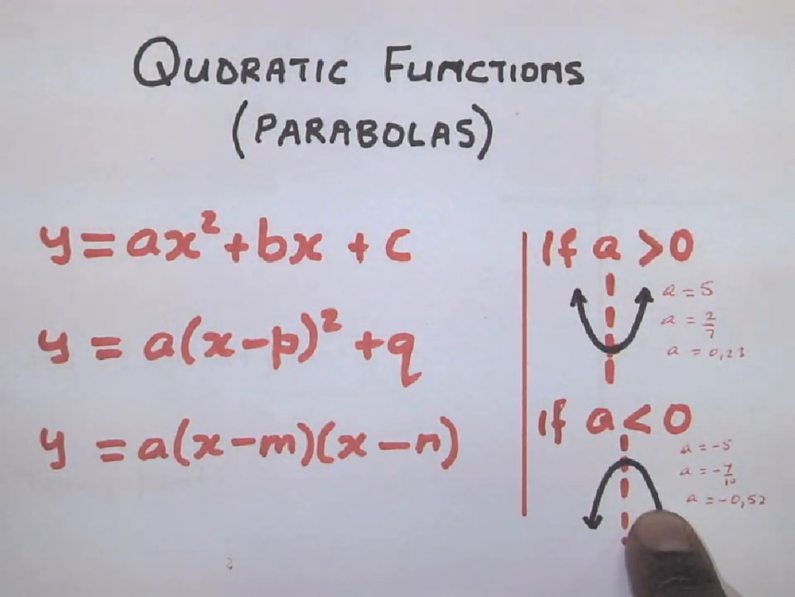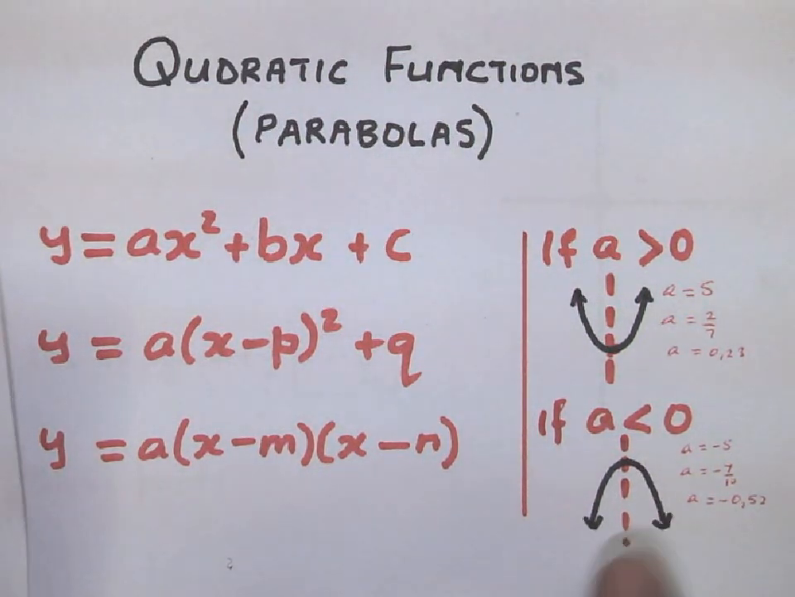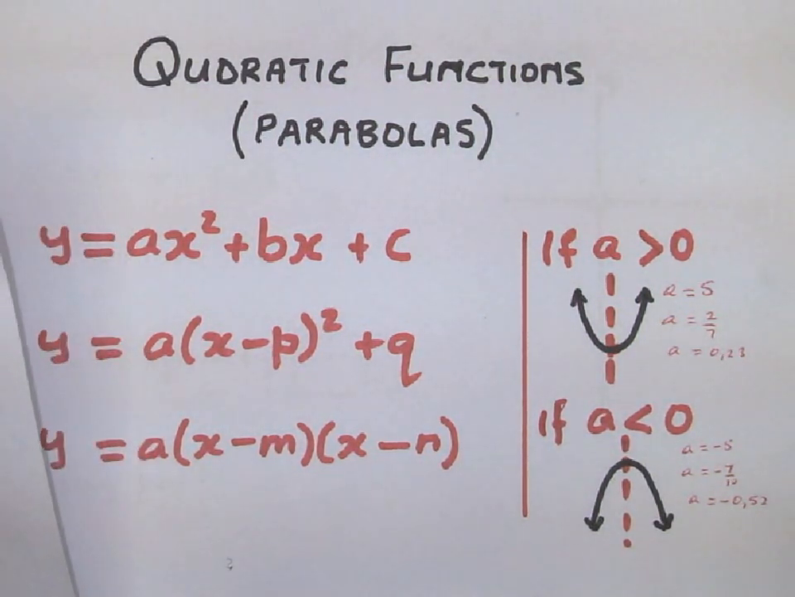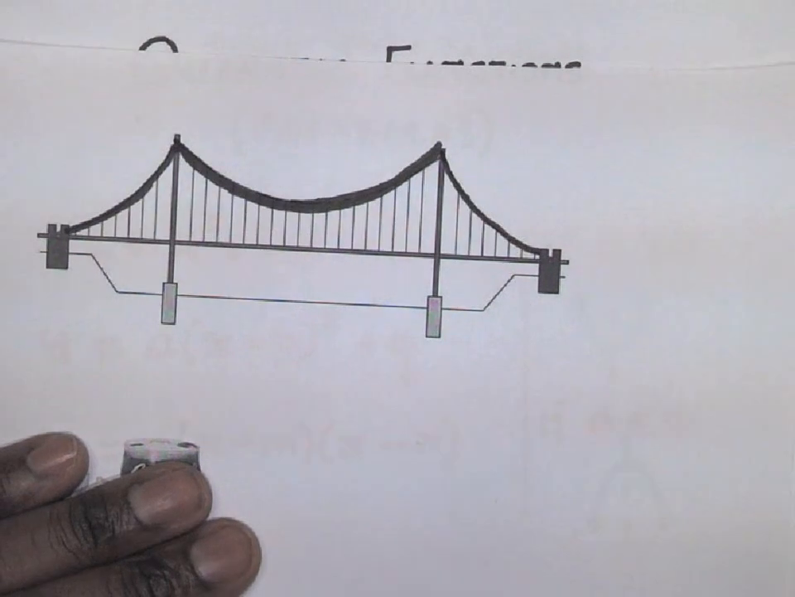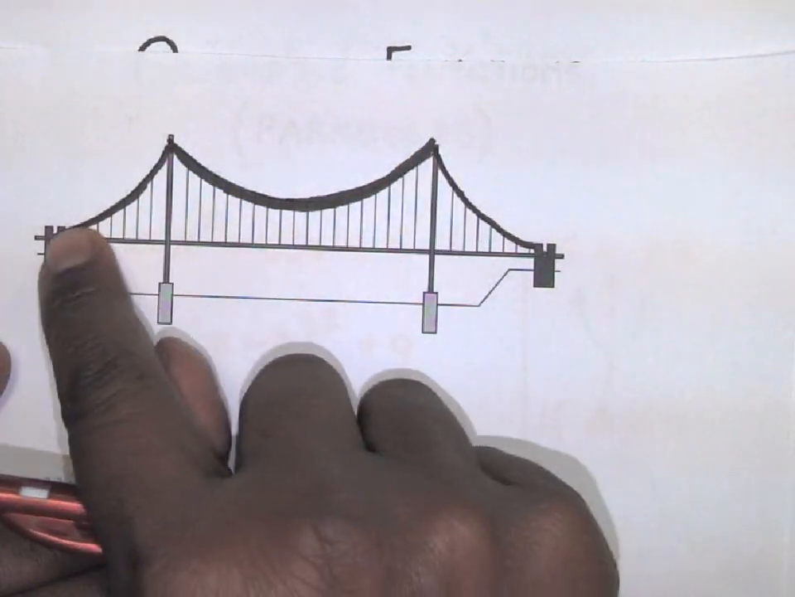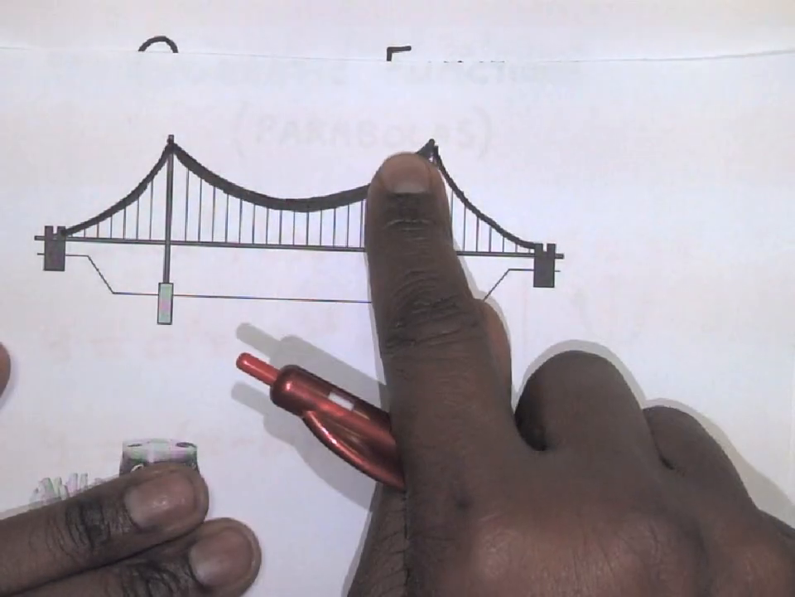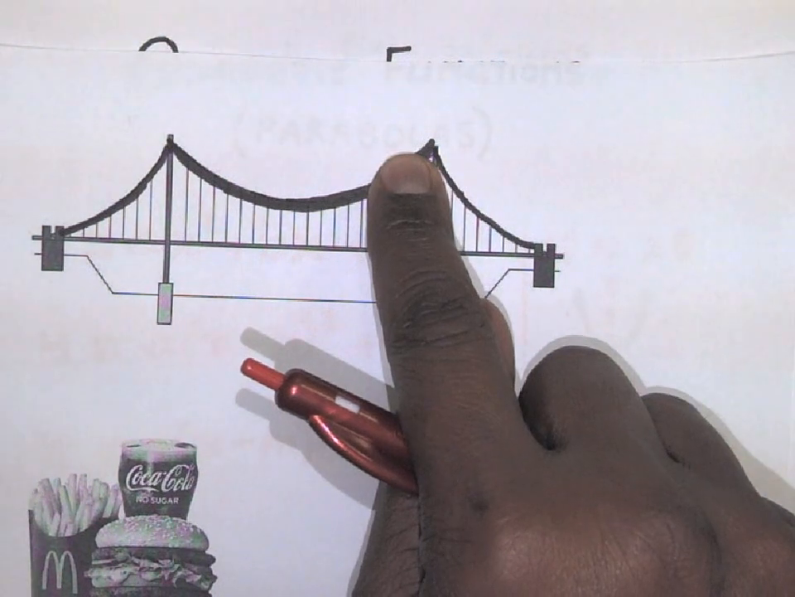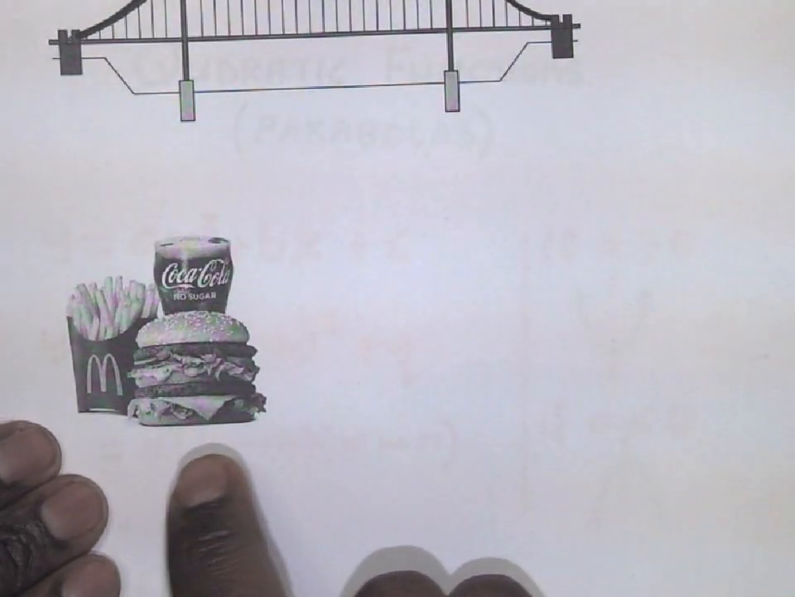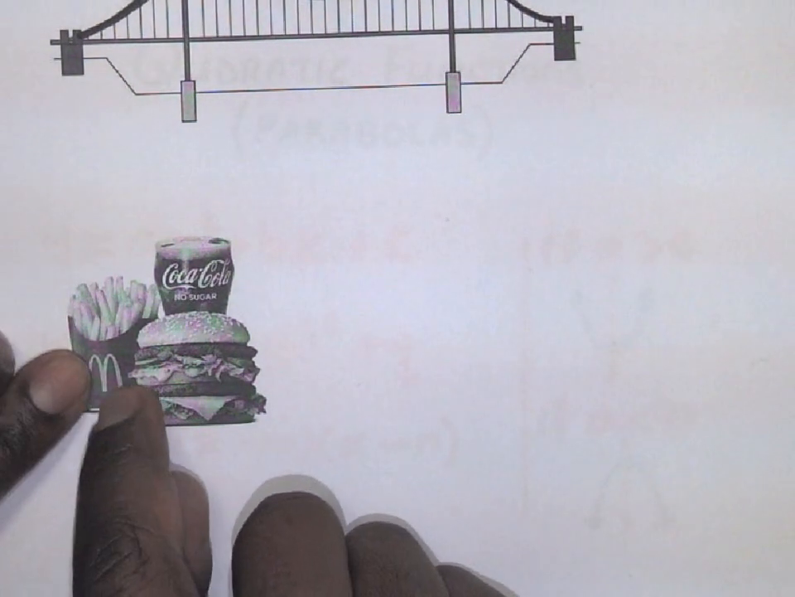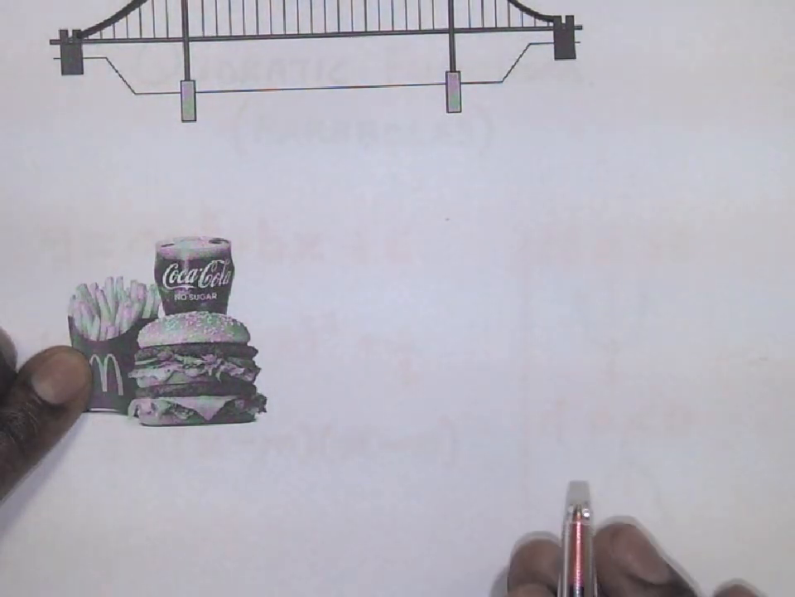Parabolas are not things that are new to you. You are familiar with them. For instance, you might have experienced them in some bridges. A bridge will have suspension cables like this. That's the shape of a parabola. Or maybe when you go to McDonald's, you see that M there. That part of the M is like a parabola.